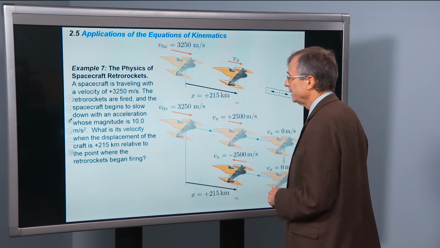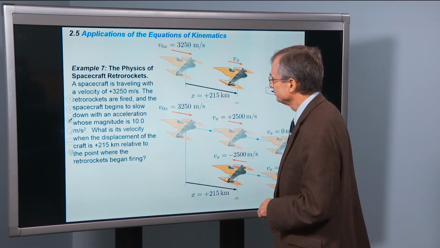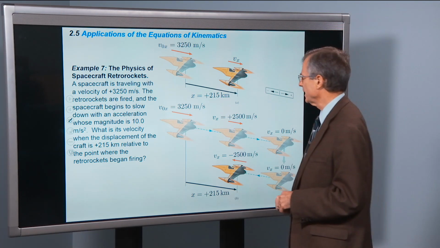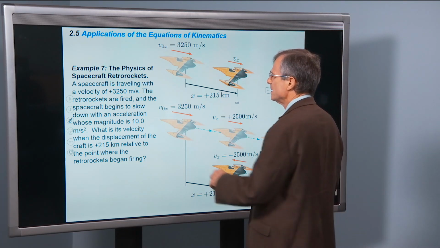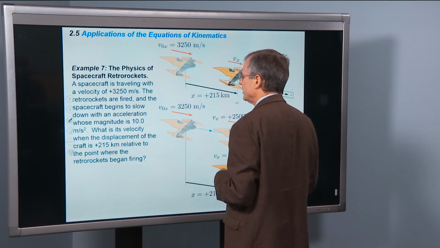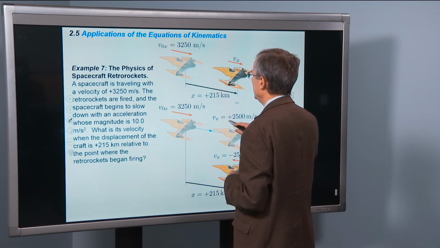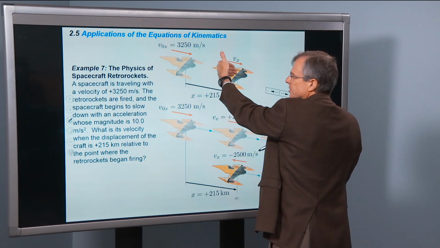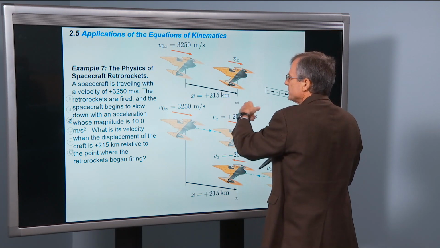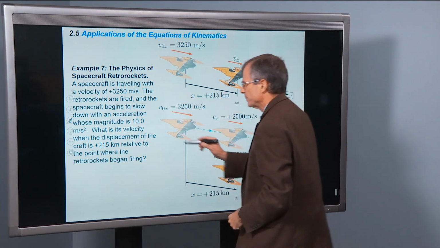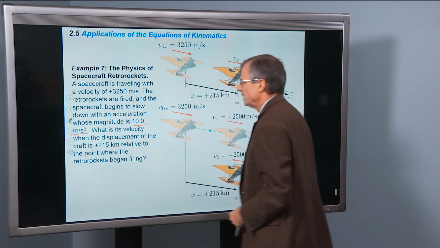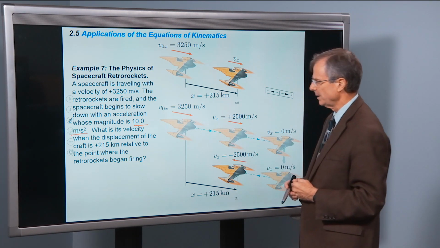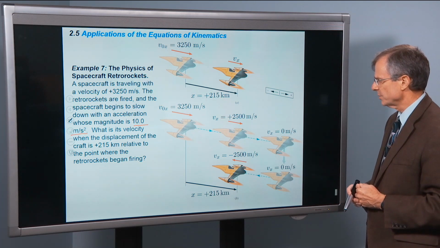Another quick example, lots of examples. A spacecraft is traveling with a velocity of 3,250 meters per second. That's pretty fast. The retro rockets are fired, and the spacecraft begins to slow down. So it's moving this way, begins to slow down, and its acceleration is 10 meters per second squared. And that's the magnitude of the acceleration.